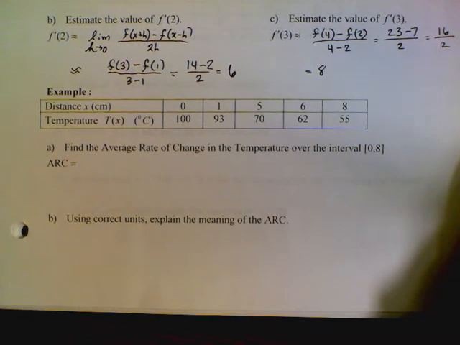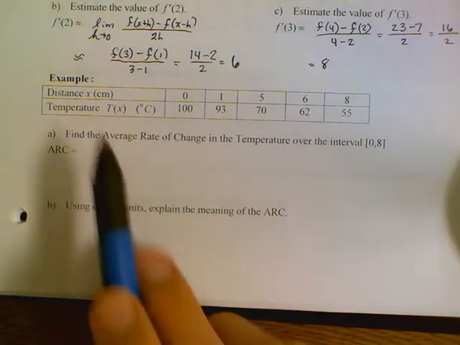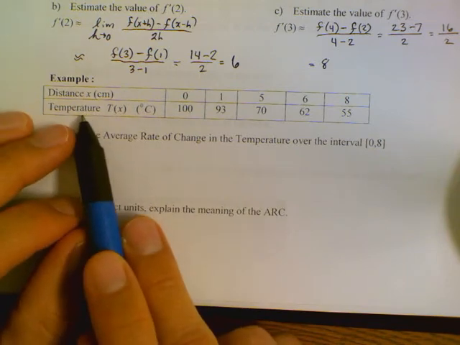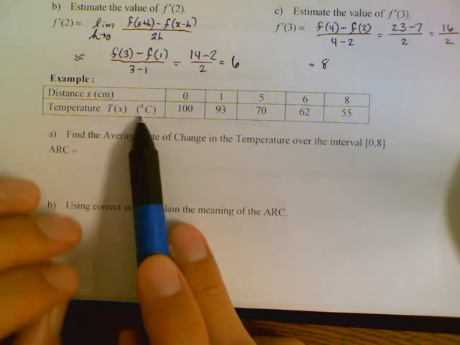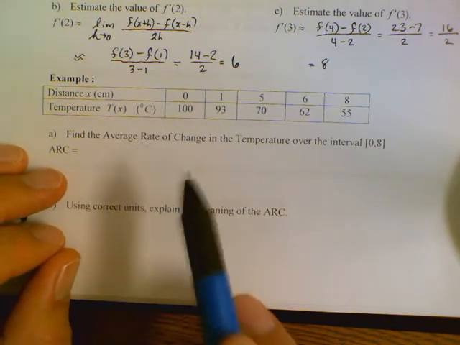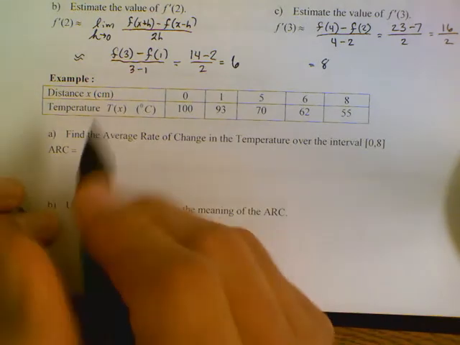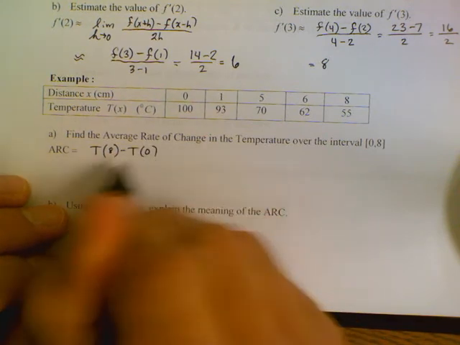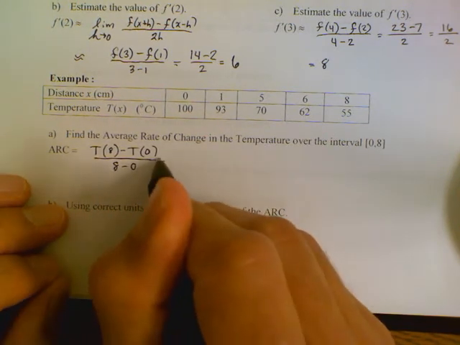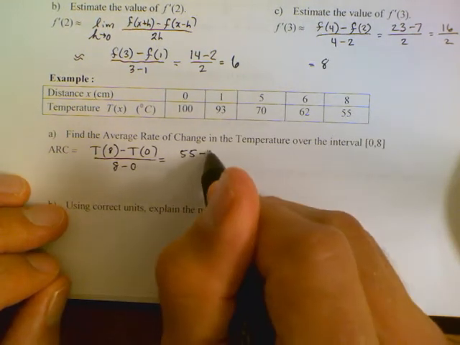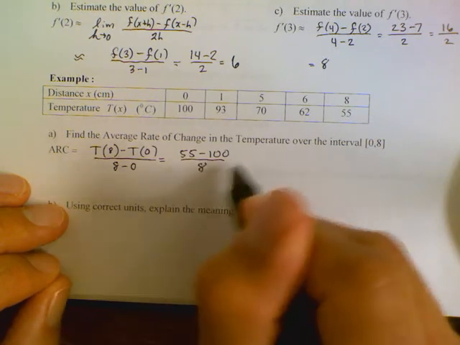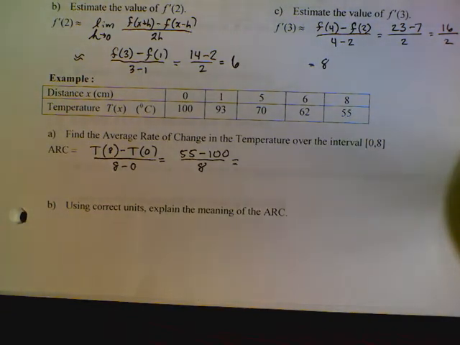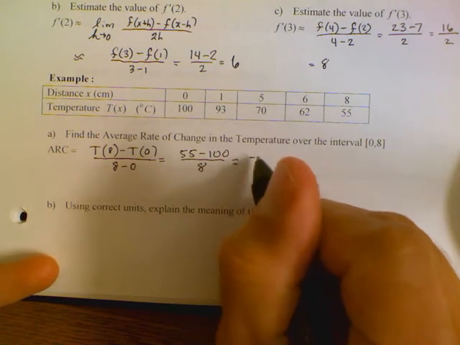So the previous problem had pretty much no context. In this example here, we do have some context. We say that x is some distance in centimeters, and temperature is T of x, in degrees Celsius. It says to find the average rate of change from 0 to 8. So like we did in the previous problem, we'll just do T of 8 minus T of 0 over 8 minus 0. T of 8 is 55, T of 0 is 100, and I just need my calculator for that computation. It looks like it's negative 45 over 8, but I am checking in a calculator. And it is negative 45 over 8.